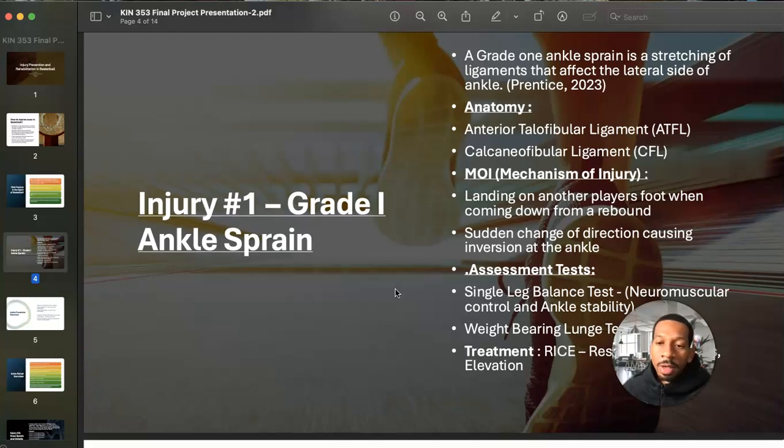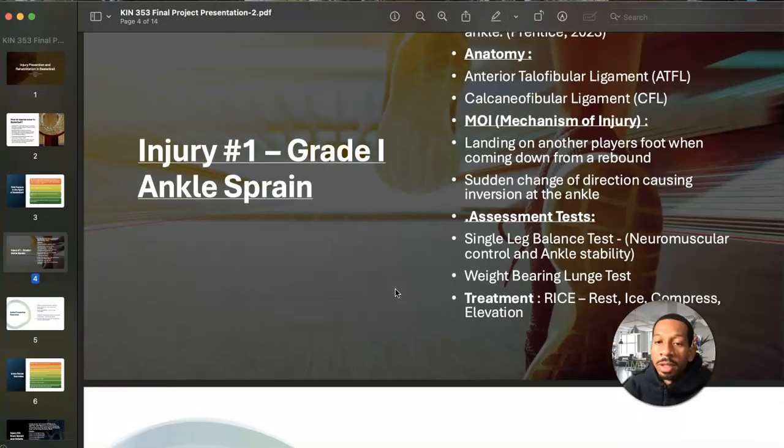Injury number 1, grade 1 ankle sprain. A grade 1 ankle sprain is a stretching of ligaments that affect the lateral side of the ankle. The anatomy is the anterior talofibular ligament and the calcaneofibular ligament. The mechanism of injury would be landing on another player's foot when coming down for a rebound or a sudden change of direction causing inversion at the ankle.